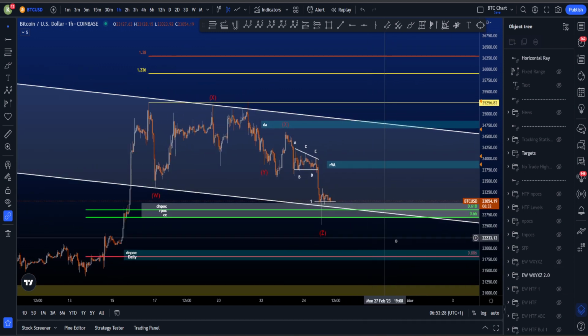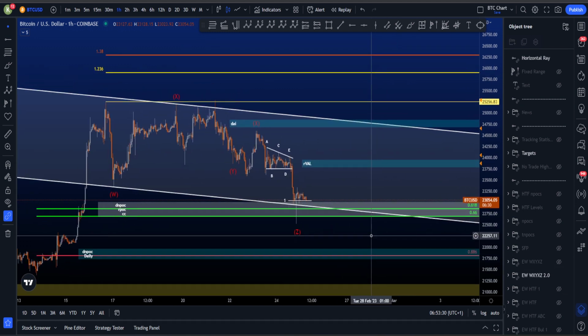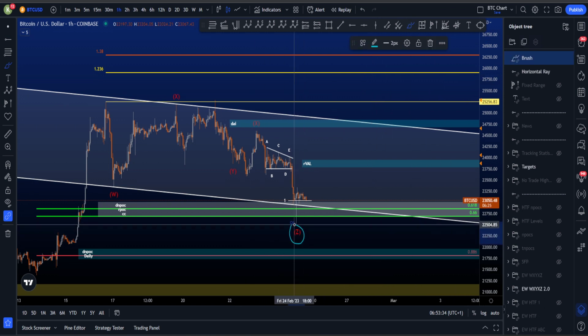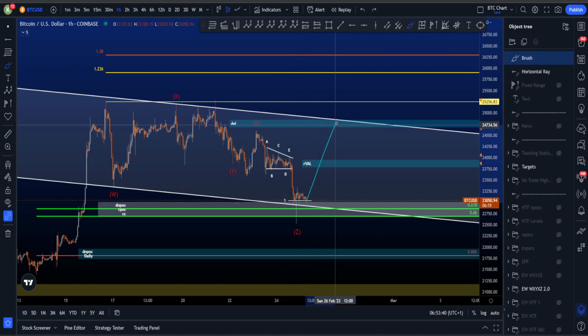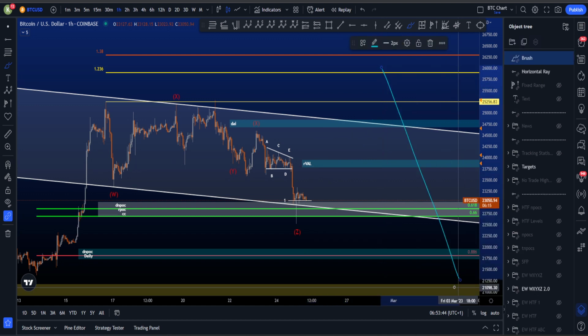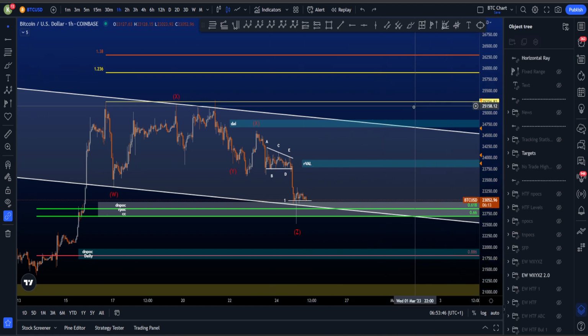So that being said, again, this is my preferred count. And this is currently what I'm looking for. I'm looking for wave Z to end. So either this wick is the end or we might still come down to end it then. And then I'm looking for some sort of a move to the upside before then finishing this wave 4 on the higher time frame.